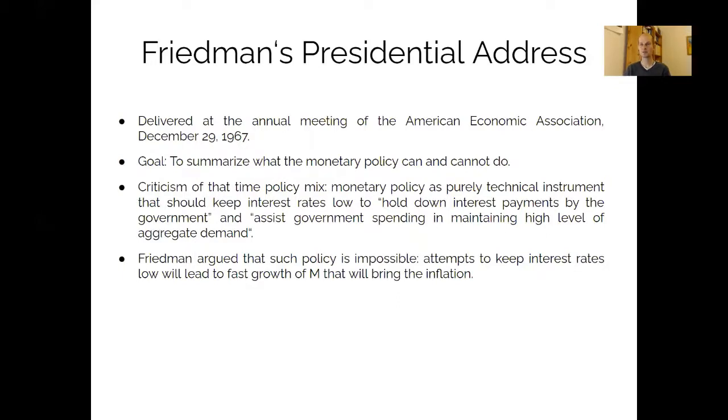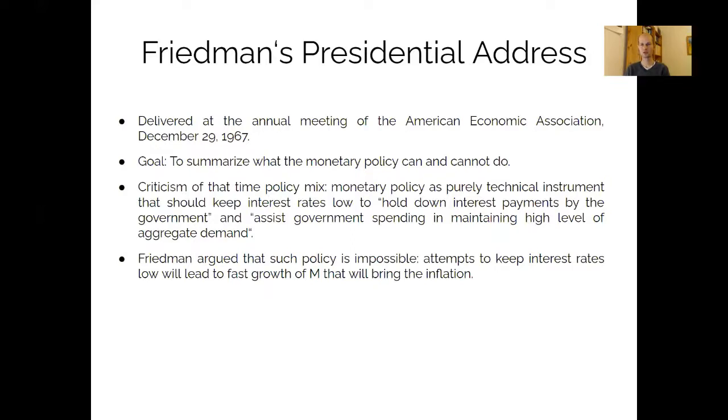These ideas were first informally formulated by Milton Friedman in his presidential address at the annual meeting of the American Economic Association in 1967 and published in a journal in the subsequent year. The main topic of his talk was to summarize what monetary policy can and cannot do. So he points towards the limits of monetary policy in general.